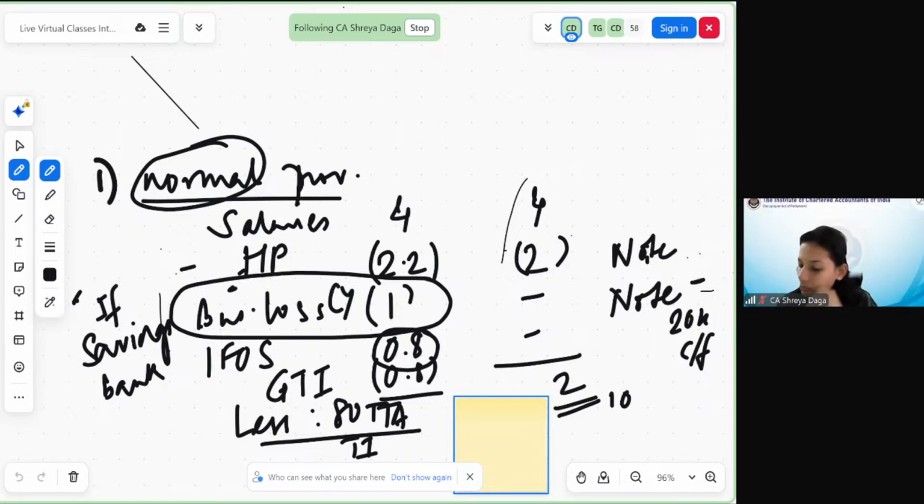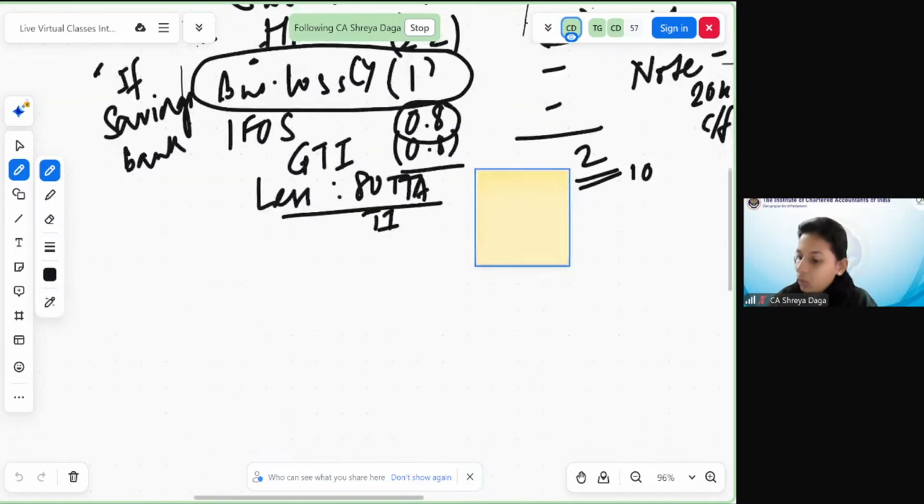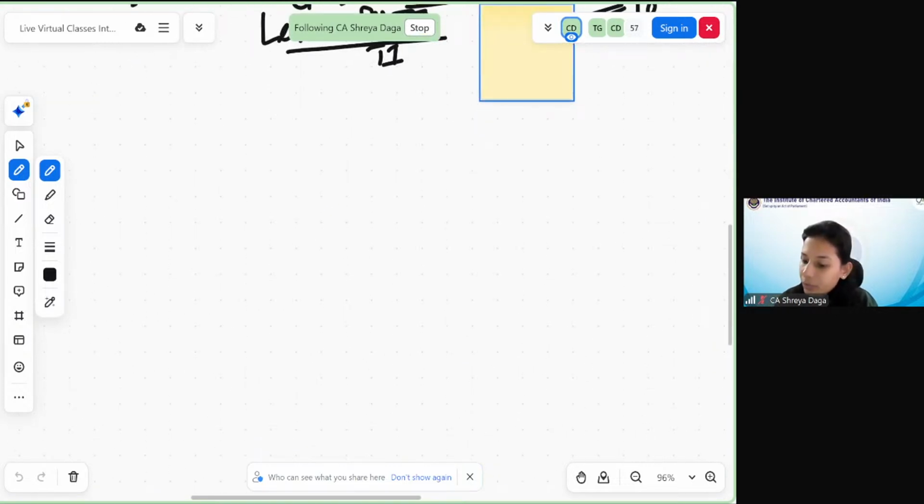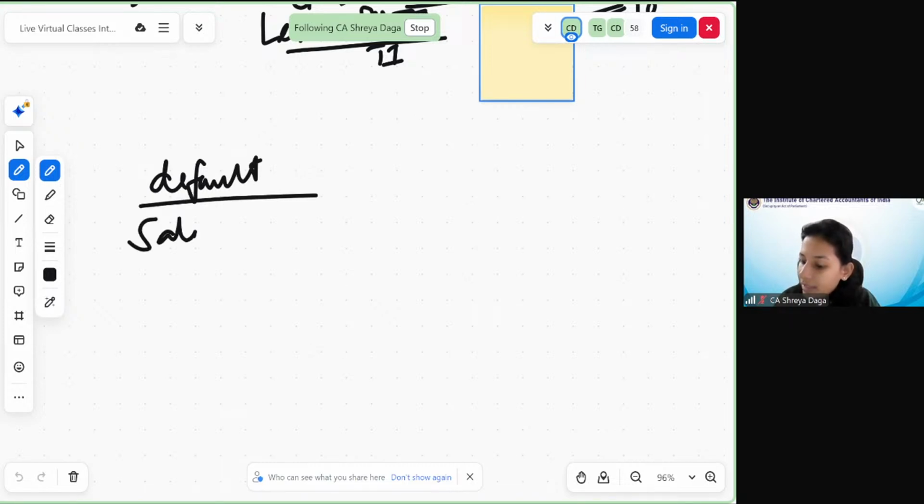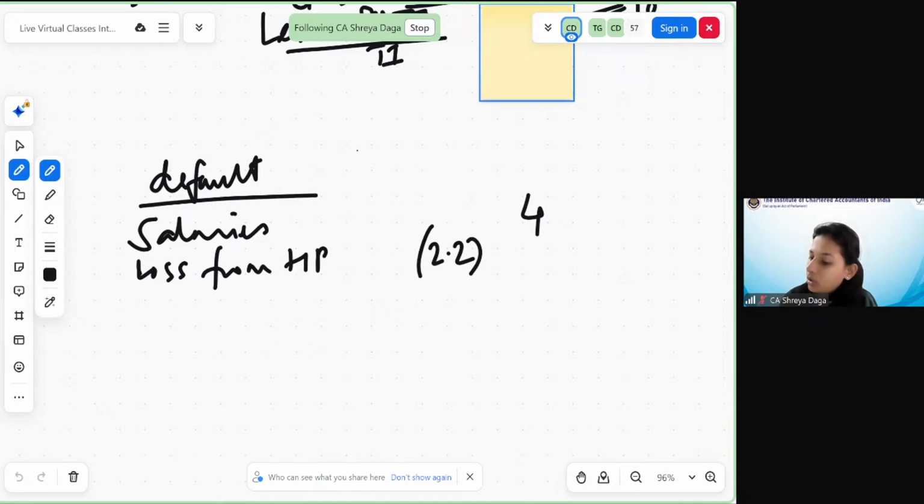So now we do the second part of it. That is, what if you go under the default regime? So default regime, again, you have salary income of how much? You have 4 lakhs. You have loss from house property. What do you do with it? Loss from house property is not eligible for inter-source set off in default regime. So you have 2.2 lakhs of loss which you cannot set off against anything.